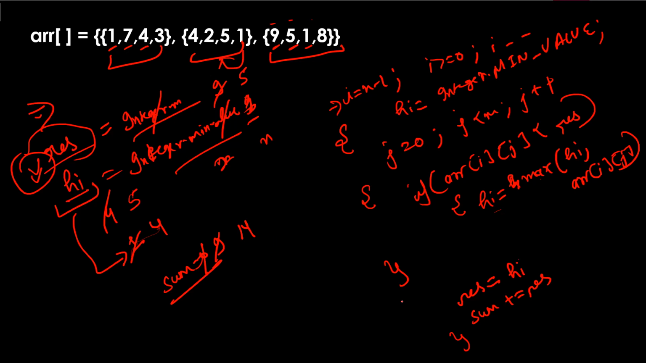So this time we'll be coming out of the loop, and res value will be what? Res value will be 4, and to sum we are going to add res value, so we'll be having 18. And now we have gone through all the arrays, so 18 will be our answer. So hope you must have understood the approach. So now let's have a look at the coding part.